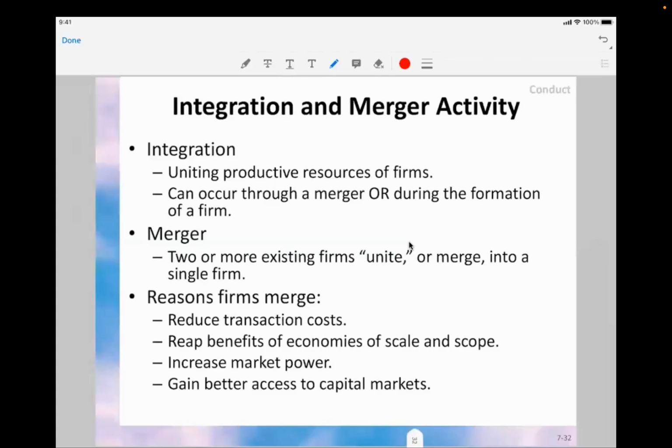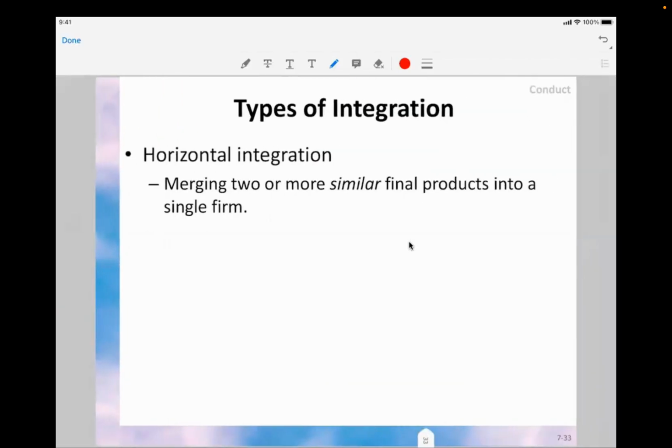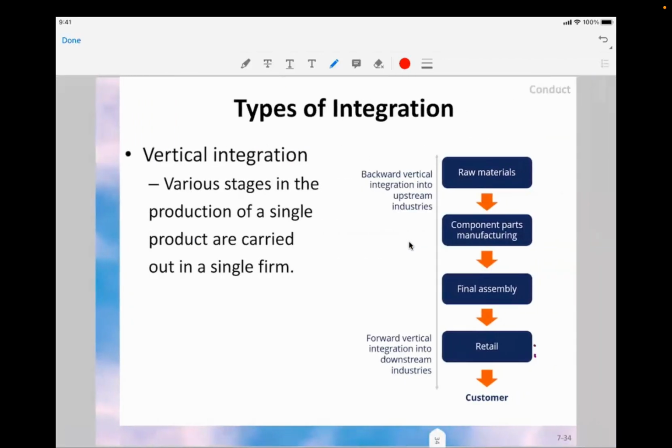Definitely, when two firms get together, the market becomes more powerful for these two firms united as a single firm. So the market is bigger, and then they can have better access to the capital market. We have different types of integration. We have horizontal merger, which is usually merging two or more similar firms, with similar final products, into one single firm. And then we have vertical integration, which usually happens when various stages in the production of a single product are carried out in a single firm.